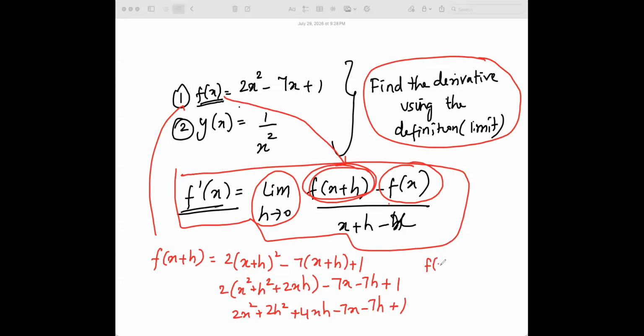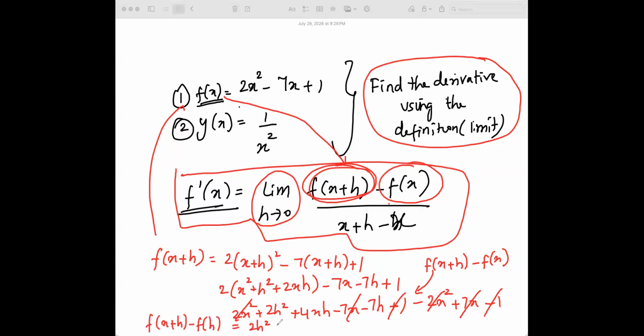But f of x plus h minus f of x you need to do. So that would be subtract what? Minus 2x square plus 7x minus 1. Any questions there? No. And then these get cancelled. So what do you arrive at? f of x plus h minus f of x will be equal to 2h square plus 4xh minus 7h. Any questions there?